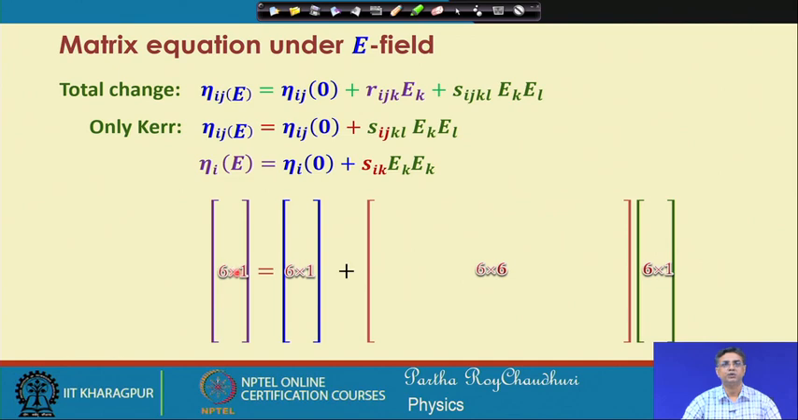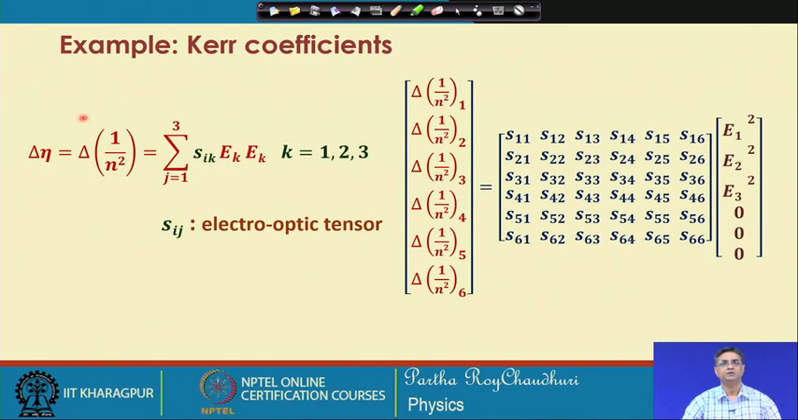So, this is a very good way of looking at the explicit form of the matrix equation. You have 6 by 1 here to represent the impermeability in the absence of the electric field. This is the total impermeability in the presence of the electric field, which will come from this 6 by 6 S i k tensor, and these electric field components E 1 square, E 2 square, E 3 square and 0 0 0 for this matrix equation. Okay. So, let us look at it explicitly.